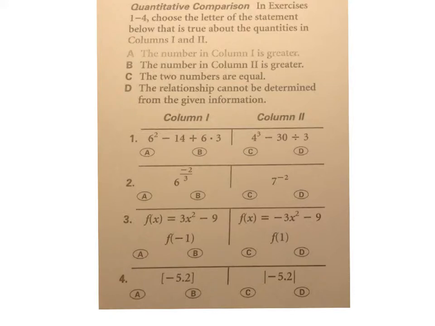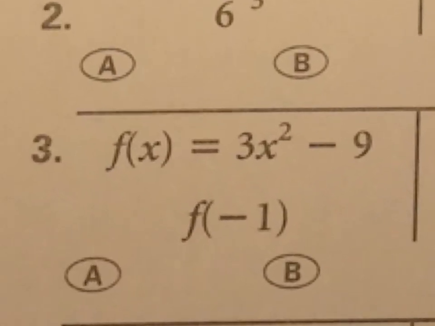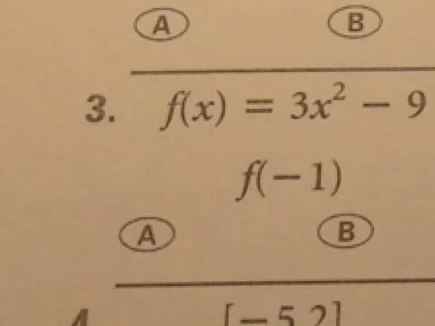So for number 3, we have 3x squared minus 9, and we're plugging in f of negative 1. We can zoom in, I think, far enough in on this problem where we can work it. If I put a negative 1 in here and square it, it comes back as a positive 1. And then I'm left with 3 minus 9. 3 minus 9 is going to be a negative 6.